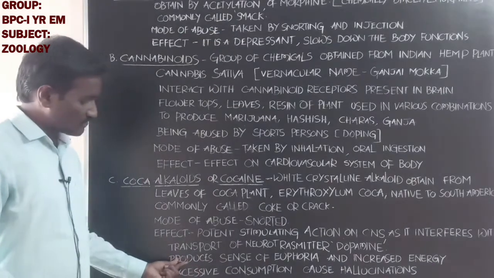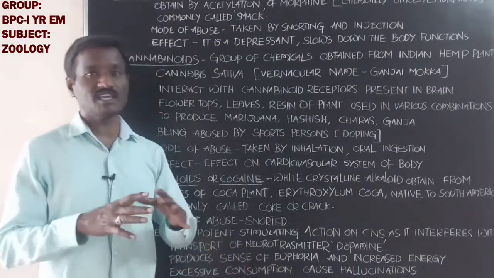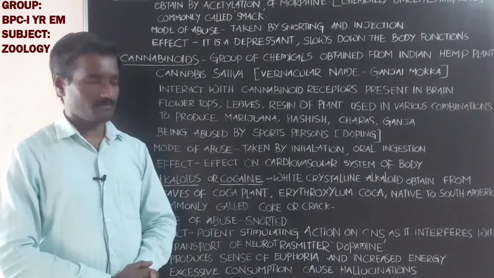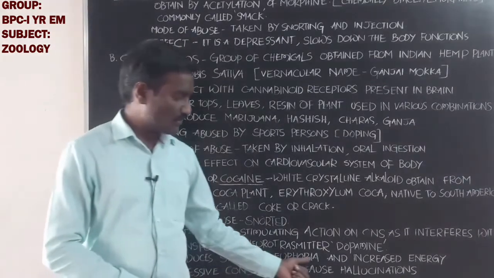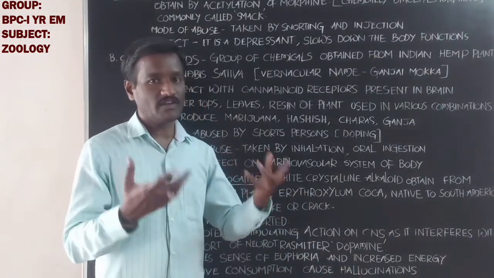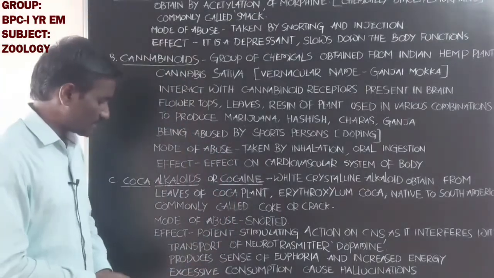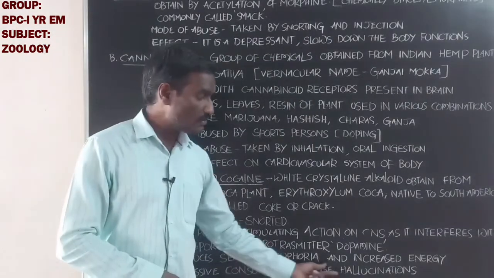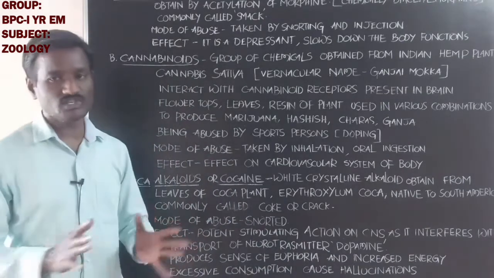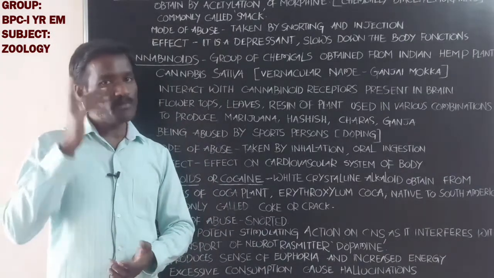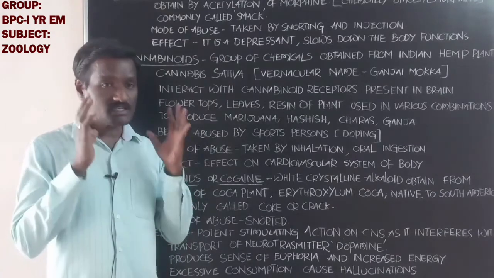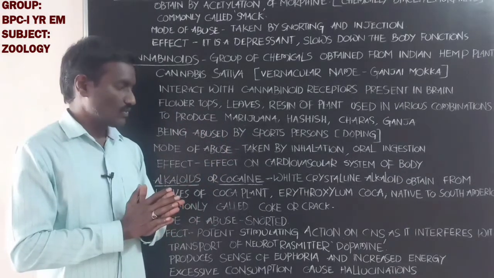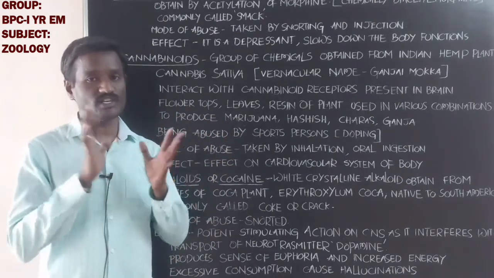Next, it produces a sense of euphoria. Euphoria means exaggerated joy, full of happiness. It produces a sense of euphoria and increases the levels of energy in the body. Next, excessive consumption of coca alkaloids causes hallucinations. Hallucinations means false perceptions.